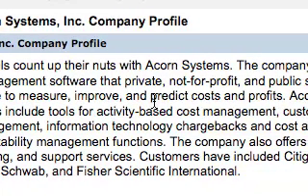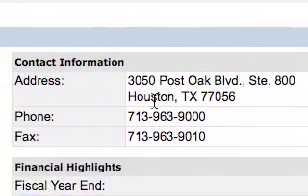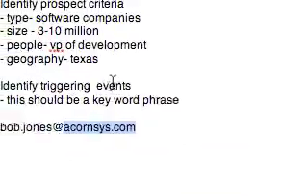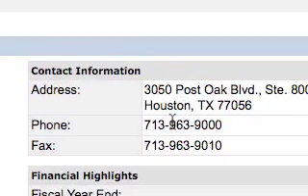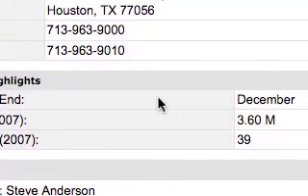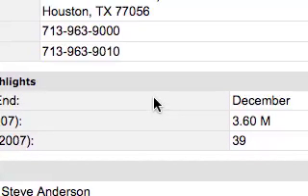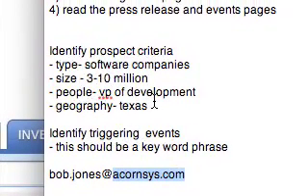So, do they match our other criteria? Let's go over here to the contact information. They're in Houston, Texas. That's our criteria there, so they're in Texas. That's good. Let's see their financial information. Fiscal year end. Well, it's $3.6 million. That's exactly what we're looking for. If you remember, our criteria were software companies, $3 to $10 million, VP of product development, in Texas. The one thing that we don't know right now is whether or not they've got a VP of product development. They probably do.